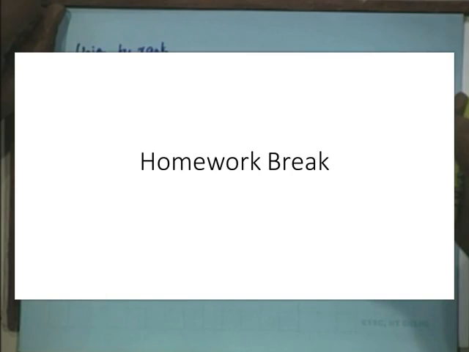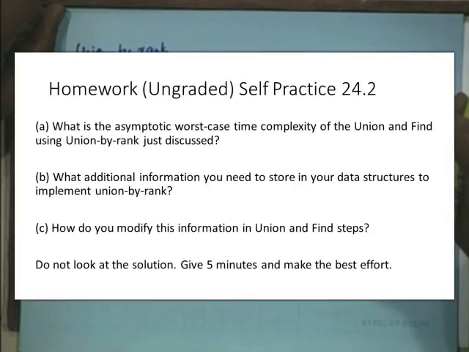Time for a homework break. This is a self-practice homework, so try to find out what is the asymptotic worst case time complexity of union and find using union by rank just discussed. Second part is what additional information you need to store in your data structures to implement union by rank. And then in the union and find steps, how do you modify this information? How do you efficiently modify this information? You don't need to submit this, just try to solve it yourself and then go back to the lectures. These problems will be discussed in the subsequent discussion.